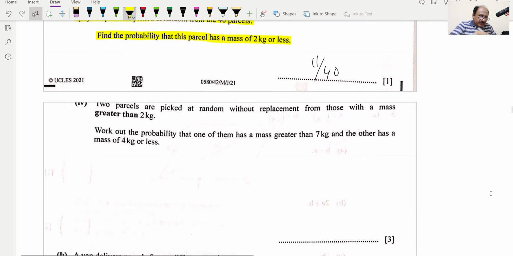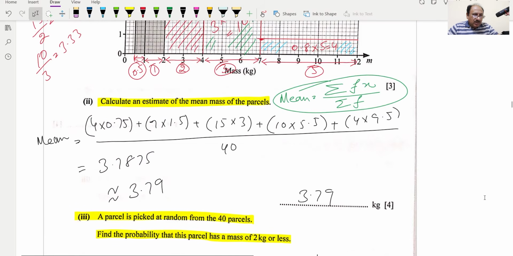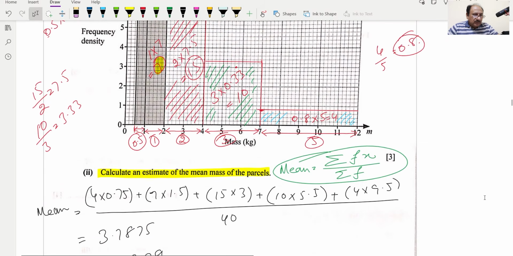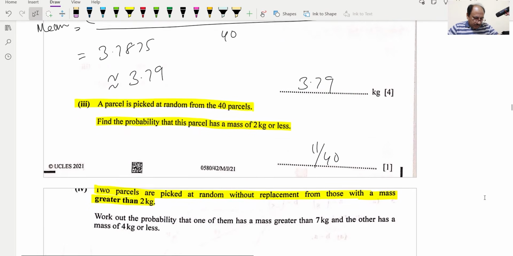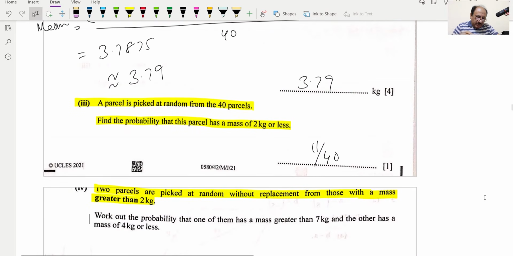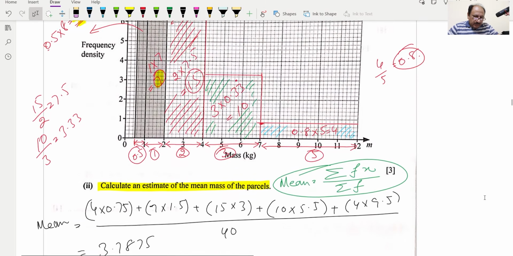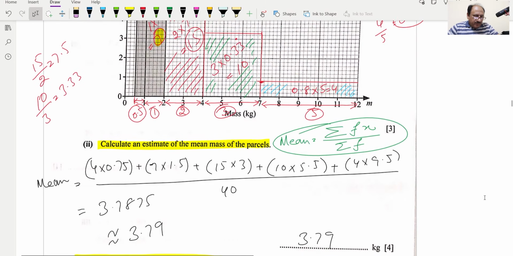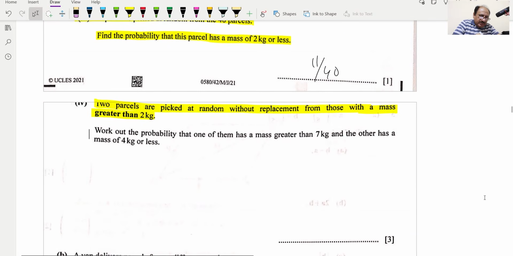Now this next part is 2 parcels are picked at random without replacement from those with a mass greater than 2. Greater than 2 are how many? Greater than 2 are basically 40 minus 11, which will be 29. So out of 29, now we will be checking the probability.